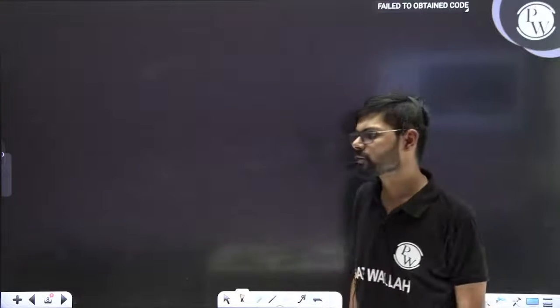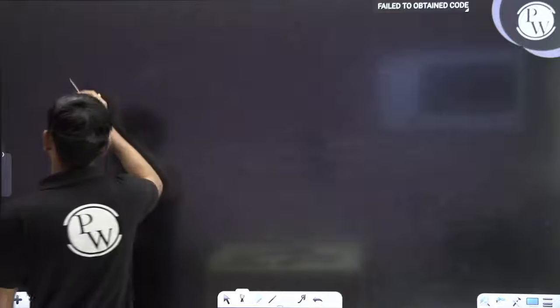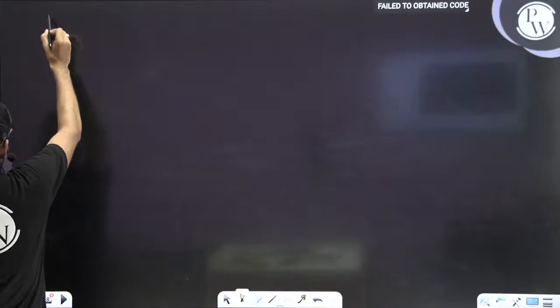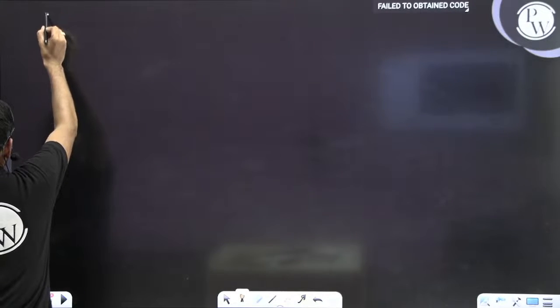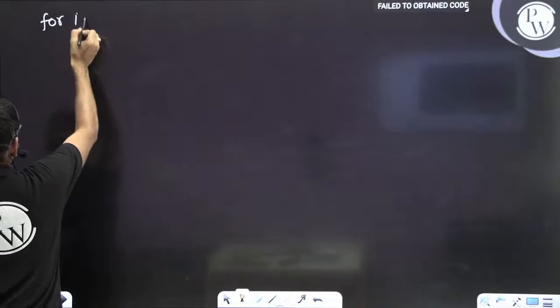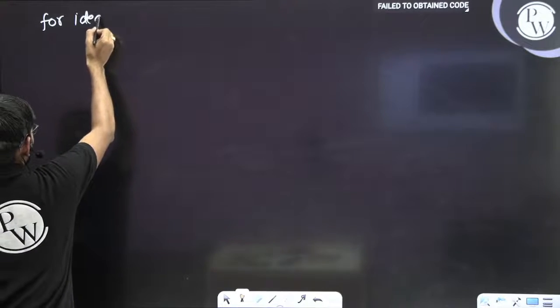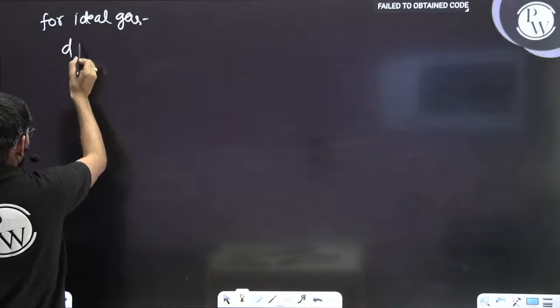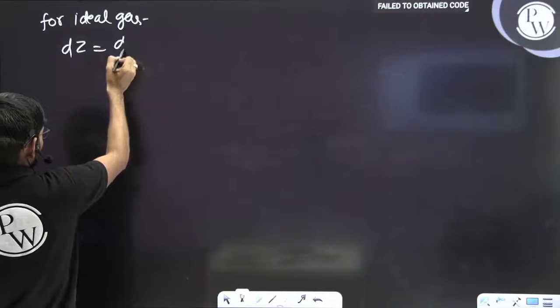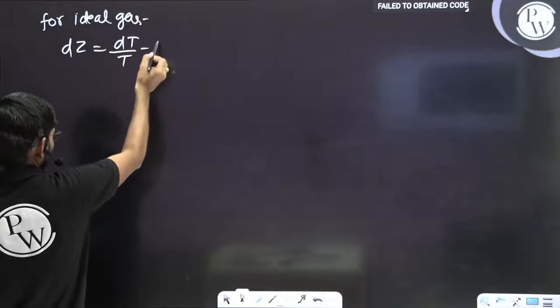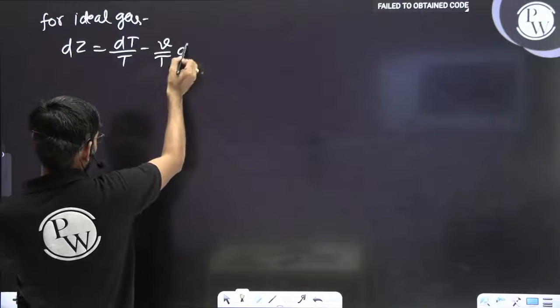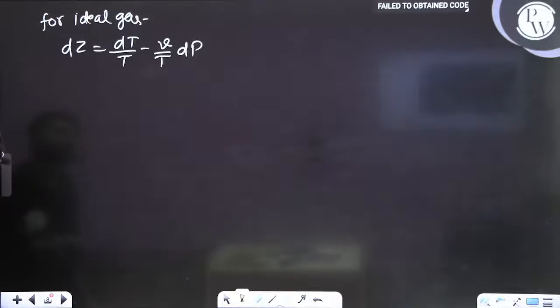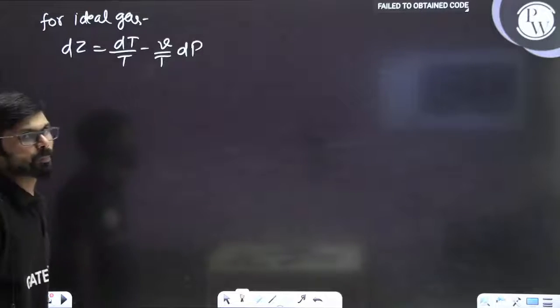Now, so they used to ask questions. What they will do, they will give some functions to you. Let's say one function is given, for ideal gas, dz is given as dT by T minus V by T dP. Now you need to tell whether z is a property or not.